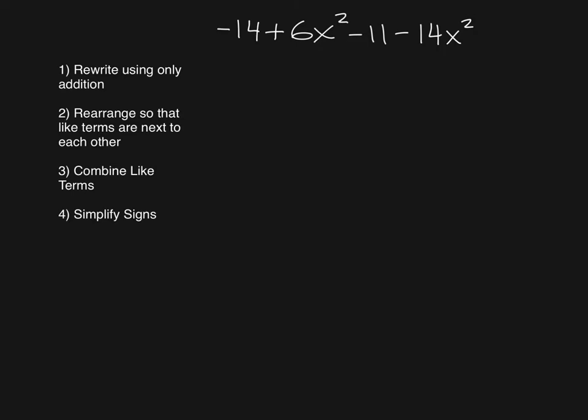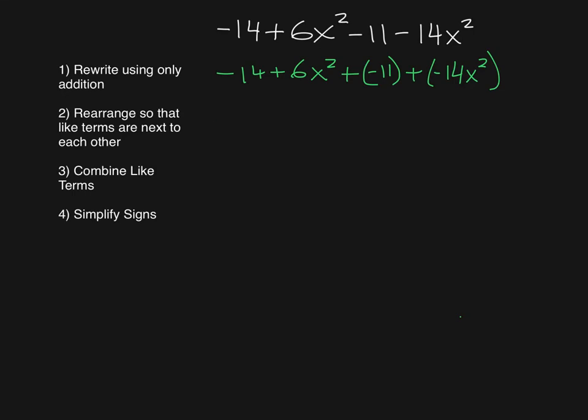Alright, here's our last example. We're going to do the same steps. First step is rewrite using only addition. So negative 14, nothing's going to change about that. Plus 6x squared, that's already addition, so that can stay the same. Now minus 11, we have to change that minus to a plus, and that 11 has to become a negative 11. Minus 14x squared, same thing, plus negative 14x squared.